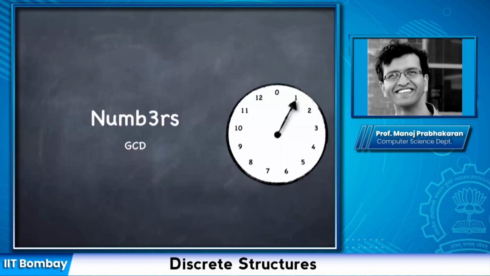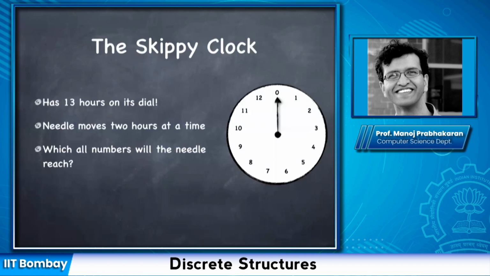So we'll continue with numbers, and this clip is about a very important concept called GCD, or Greatest Common Divisor. And this would let you answer this question we had in the beginning about the Skippy clock, which has some number of hours on the dial, and the needle moves some number of hours at a time. And the question was, which all numbers will the needle reach?